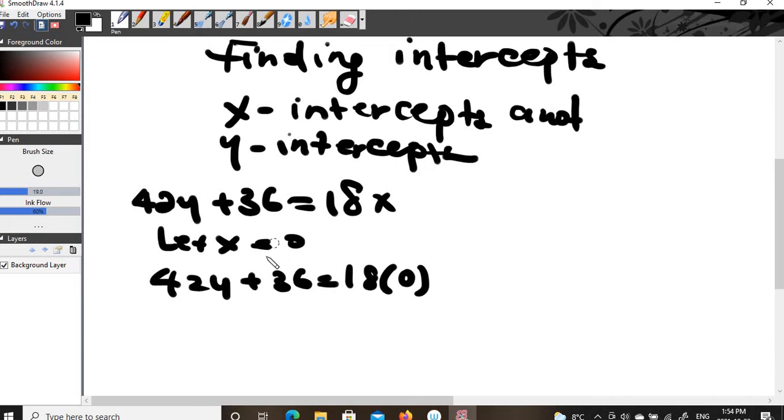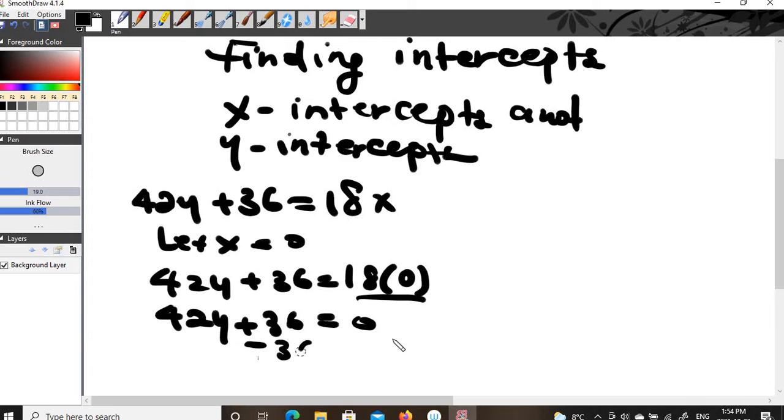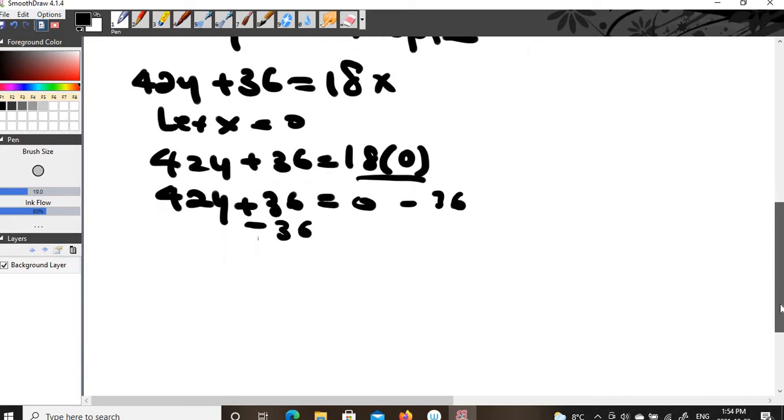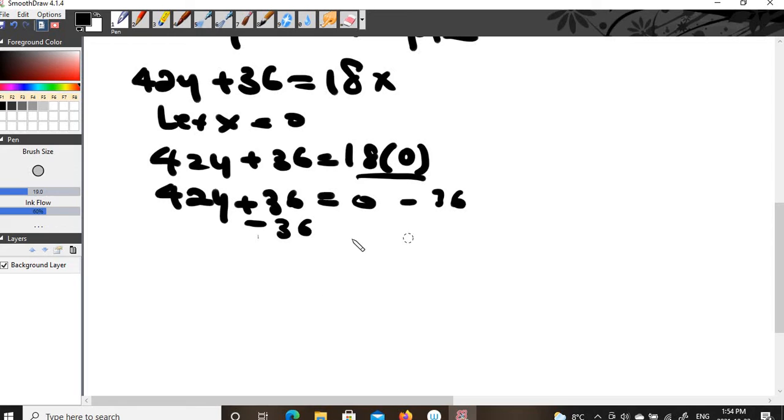Since we said x must be 0, 18 times 0 will produce 0. So 42y + 36 = 0. And then we have to move 36 to the right. We have to subtract 36 from both sides, and then 0 - 36. So 36 and 36 cancel out. 42y = -36.